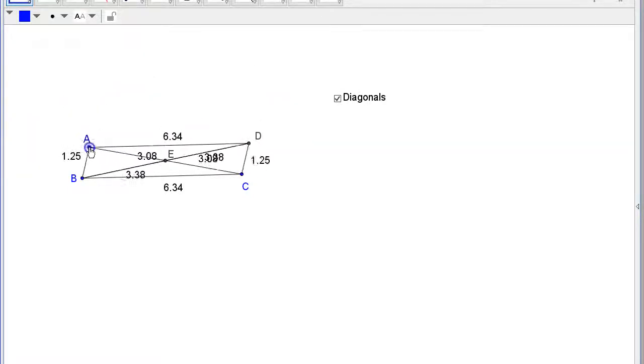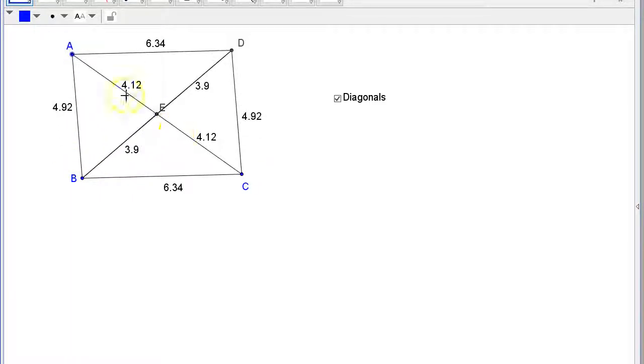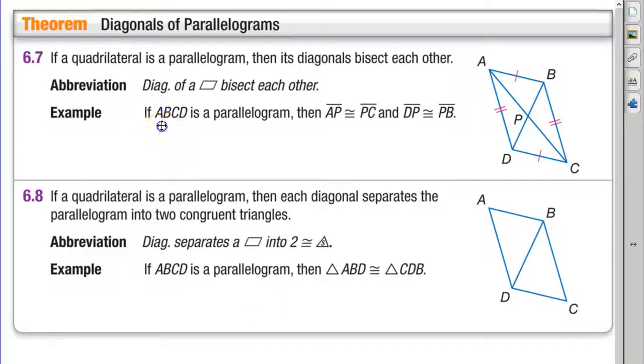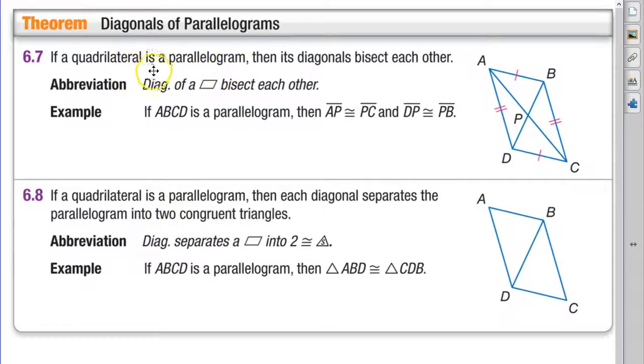And hopefully you can see when I just stretch this guy like this, those angles there aren't congruent here. But the diagonals still stay bisected. So we have two theorems for diagonals of a parallelogram. First of all, well, they kind of did it backwards the way I explained it. 6-7, if the quadrilateral is a parallelogram, then its diagonals bisect each other. 6-8, if a quadrilateral is a parallelogram, then each diagonal separates the parallelogram into two congruent triangles.